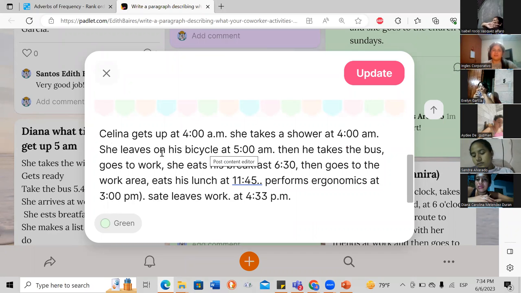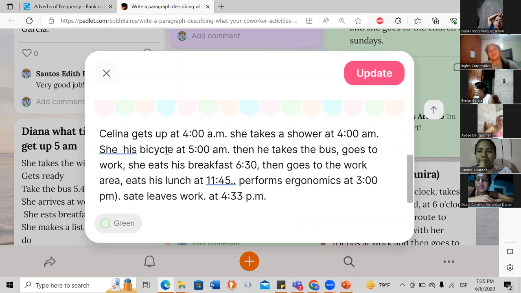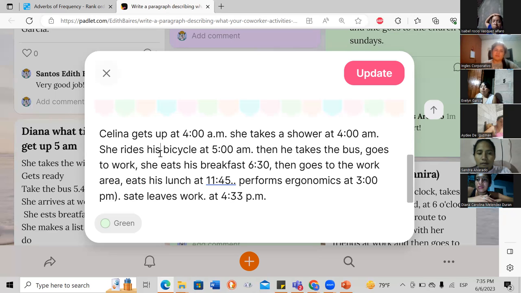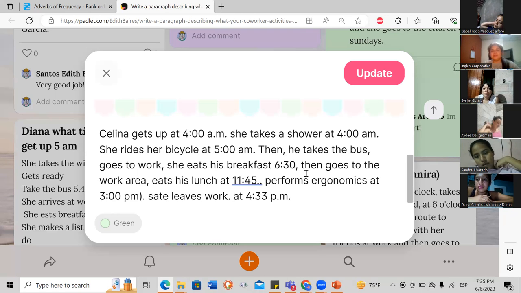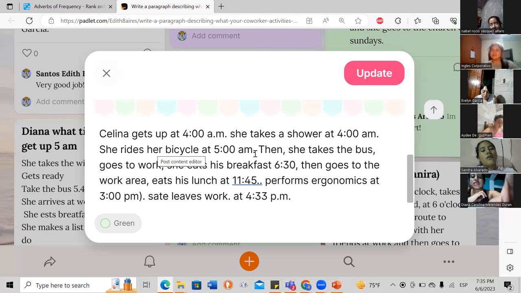She lives. Si estamos hablando que ella se va en bicicleta, ¿cómo sería? Ajá. She rides her bicycle at 5 a.m. Se va en bicicleta, toma su bicicleta y se va en bicicleta. Then, she takes the bus. ¿O cómo es? ¿Se va en bicicleta a la parada? Yes. Sale en bicicleta de su casa para la parada del autobús. Okay, okay. She rides a bicycle at 5 a.m. Then she takes the bus.